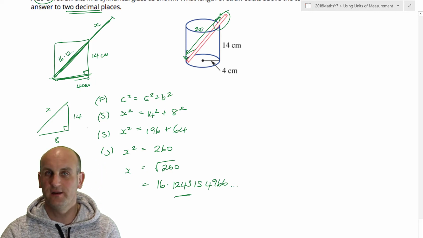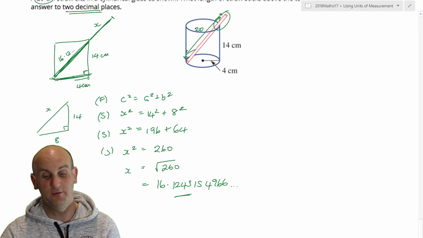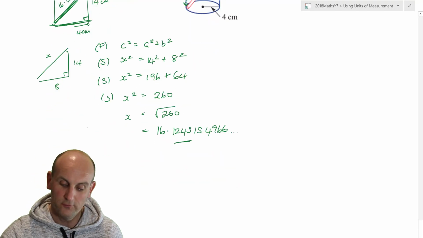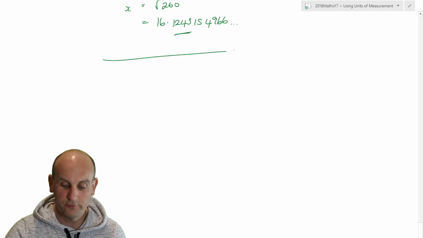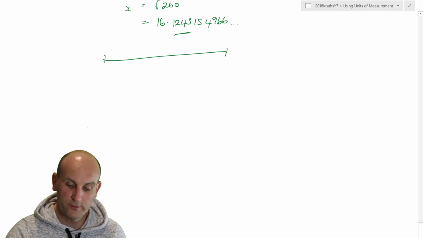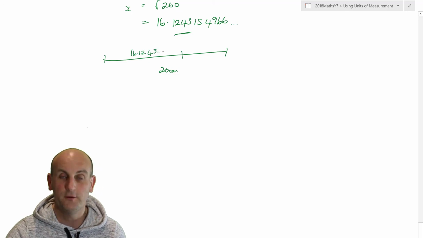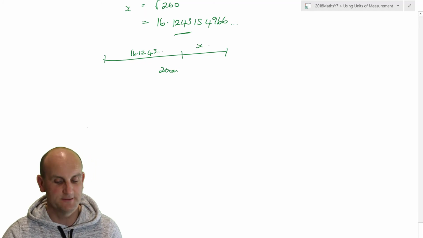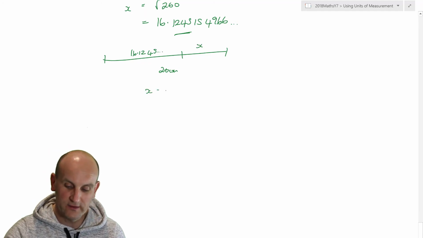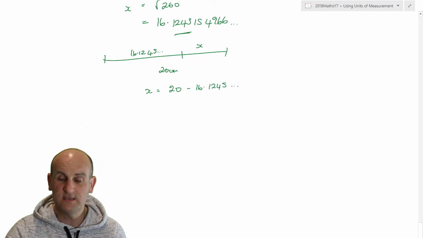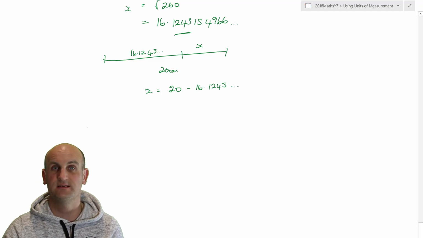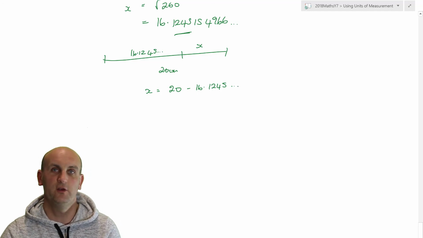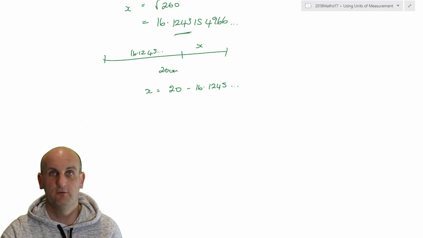How am I going to use that to find x? Well, as it just so happens, we knew the length of that whole straw, drawing a diagram again, the length of that whole straw, if I was to lie it flat, was 20 centimeters. And I know the bit that's inside the cylinder is 16.1245 ... centimeters. So how am I going to find x? Quite simply, I'm going to say that x is equal to 20 minus 16.1245. And notice I keep putting those dots. That's perfectly acceptable in maths because it says I have not rounded my answer. There are still more numbers after this, but I'm not going to write them all out.